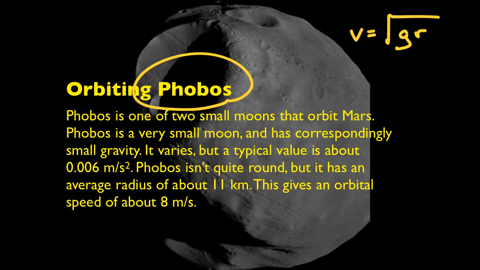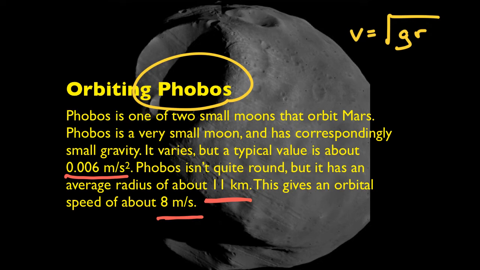Anyway, suppose you go to Phobos. Phobos's surface gravity is very tiny, 0.006 meters per second squared, and its radius is only 11 kilometers. Okay? If you put in the values for the radius of Phobos and the value of gravity, you get an orbital speed of 8 meters per second.